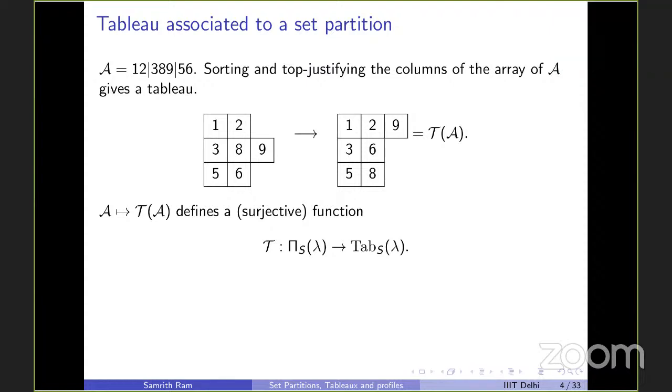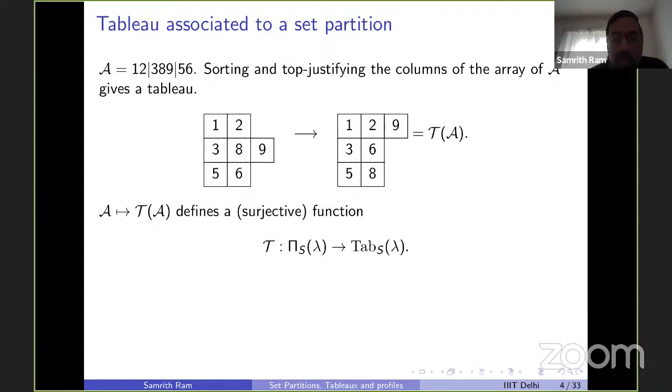I have a question. Is it known what the cardinality of the inverse image of each tableau is under this map? Okay, that's a nice question. I am in fact coming to that in a little bit. Okay, I'll explain that.